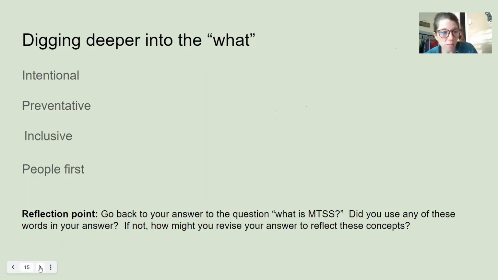MTSS is inclusive, and it's also very people first. It's not numbers first. It's not data first. It's not program first. It's people first. And sometimes I think as educators, we want to do so well and have good numbers so that we can report good numbers that we let the numbers drive our decisions. And we've got to pull that lens back again and make it people first.